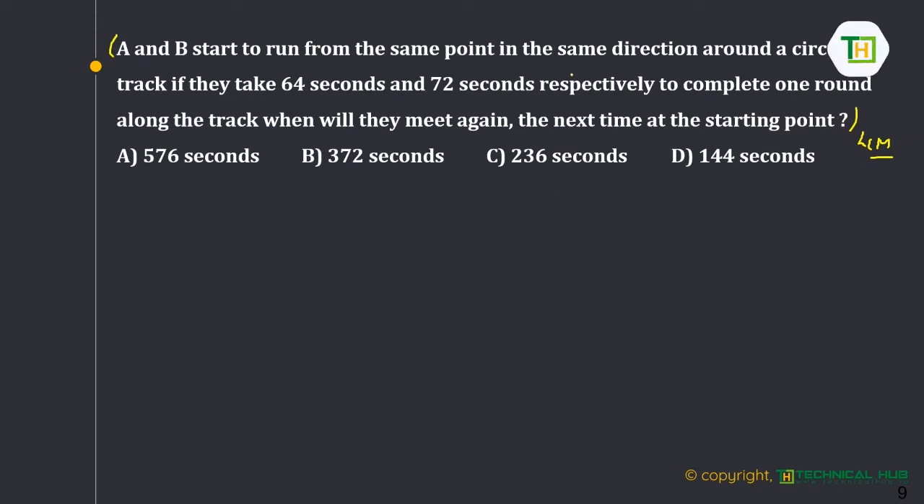So read this question. A and B start to run from the same point in the same direction around a circular track. If they take 64 seconds and 72 seconds respectively to complete one round along the track, when will they meet again the next time at the starting point? Also I explained in the Saturday session a question related to the same, which is also in the data bit. So try to give the answer for this question. I will give 1 minute time.